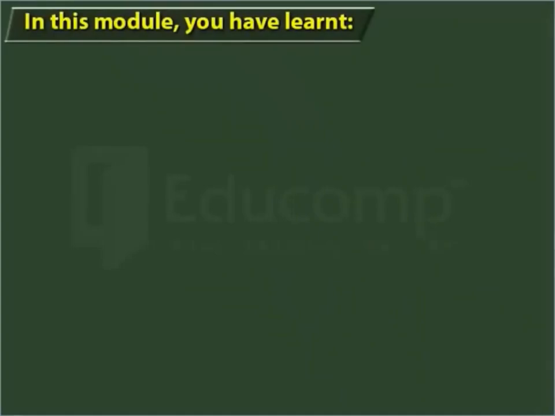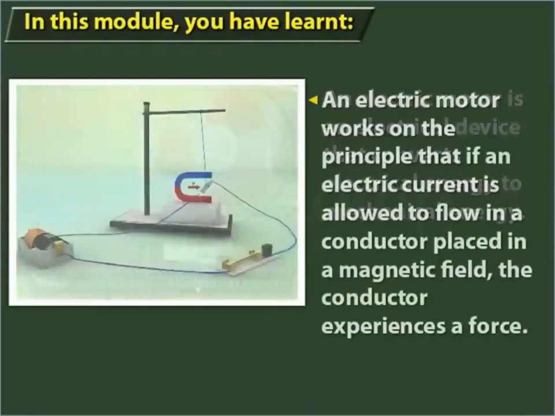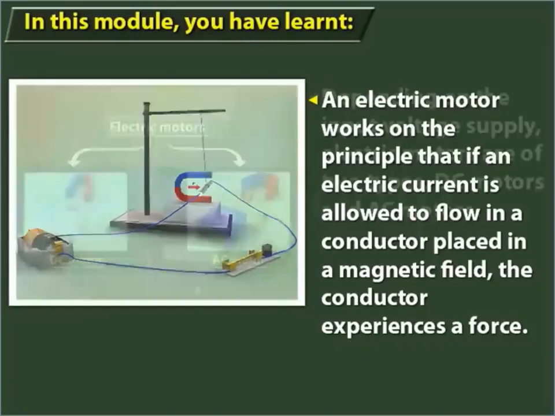In this module you have learned: an electric motor is an electrical device that converts electrical energy to mechanical energy. An electric motor works on the principle that if an electric current is allowed to flow in a conductor placed in a magnetic field, the conductor experiences a force.